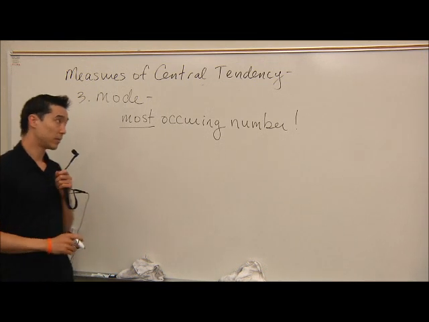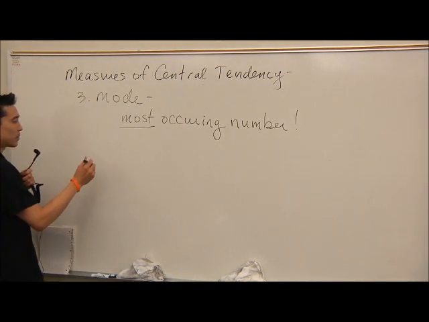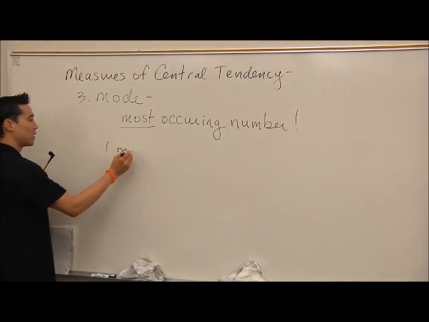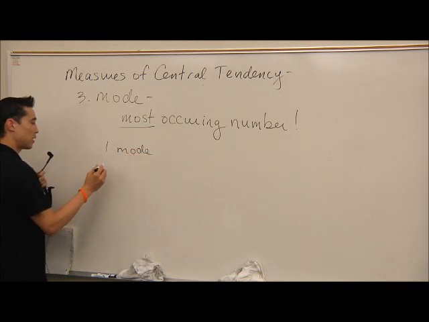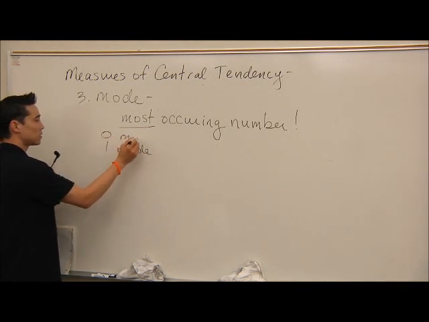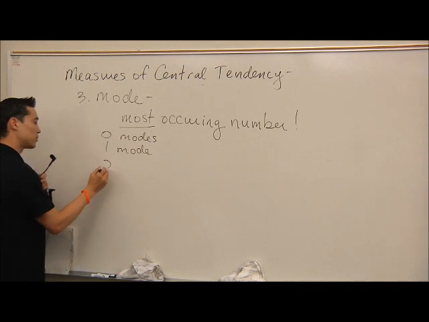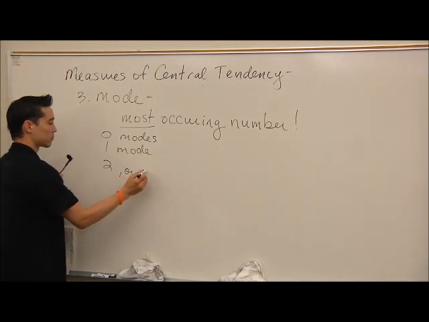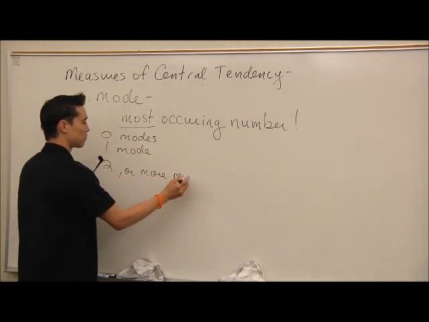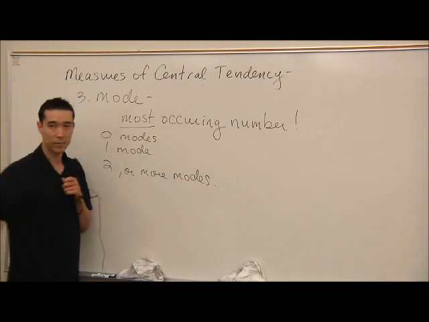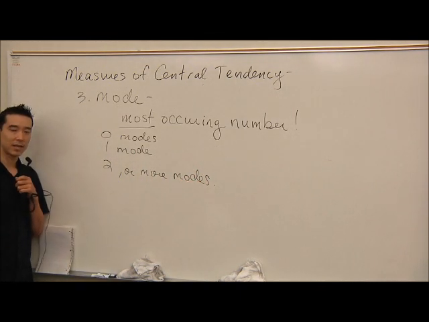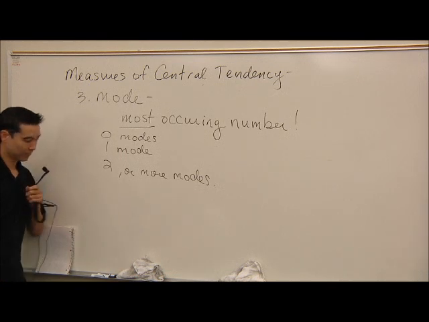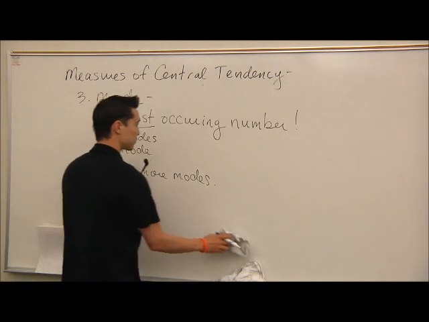But we have to be careful here because it's possible to have one mode. It's possible to have zero modes. It's possible to have two or more. So don't be surprised. Anything can really happen with modes. All right, let's do some examples.